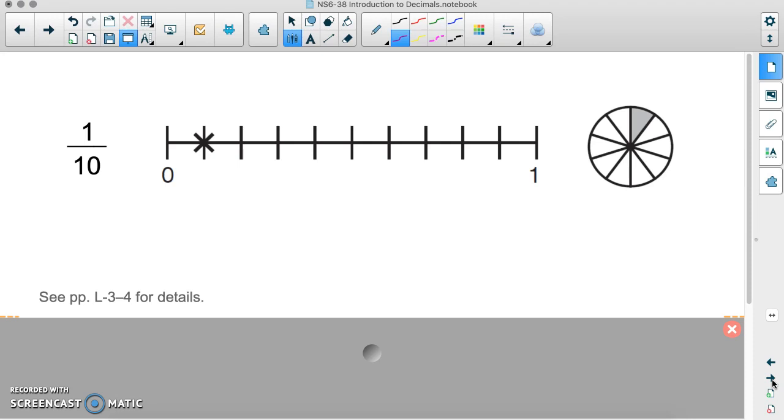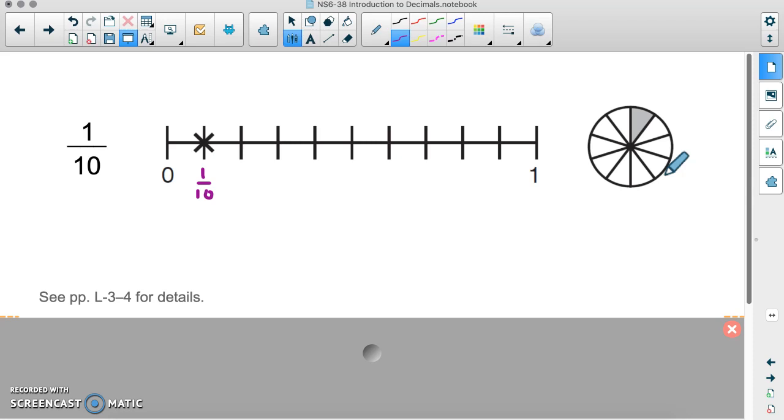So we know that the fraction 1/10 can be represented in various ways. We can represent it as a fraction. We can represent it on a number line. This would be your 1/10. We can also represent it in a picture, one shaded piece of a pie that has 10 pieces in total. So each way means one part out of 10 equal parts.